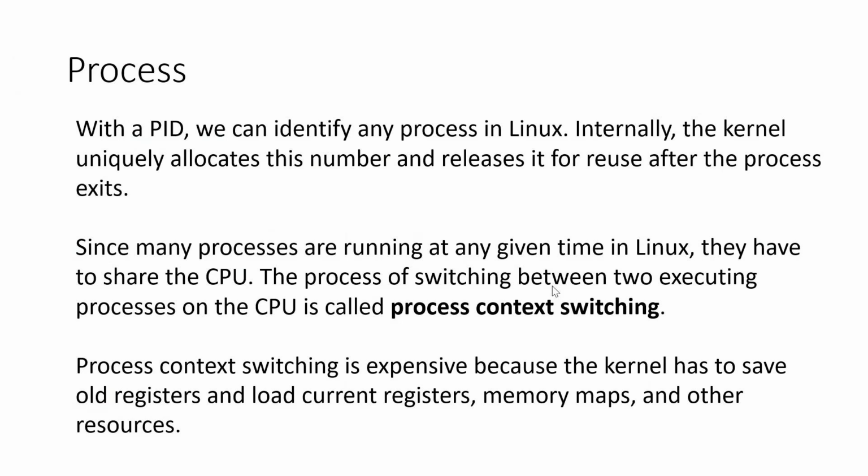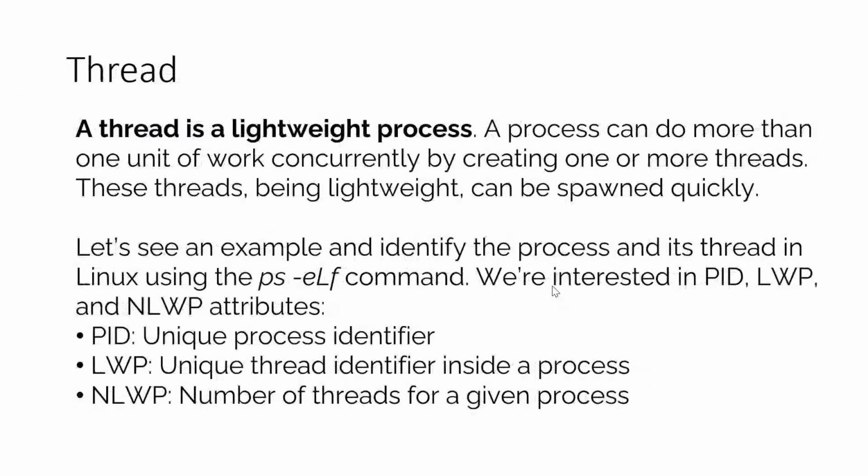Process context switching is expensive because the kernel has to save the old registers and load the current registers, memory maps and other resources also. So this is very expensive. In order to avoid this, we introduce something called a thread. So what is a thread? A thread is basically a lightweight process, but with a difference: a process can do more than one unit of work concurrently.